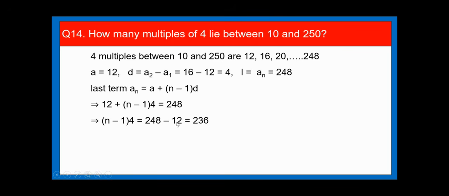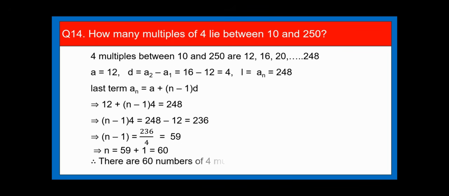Here this 4 multiplies, so on the other side it should divide. Therefore n minus 1 is equal to 236 divided by 4. 4 in 236 goes 59 times. That is, n minus 1 is equal to 59, and n is equal to 59 plus 1, and n is equal to 60. Therefore, there are 60 multiples of 4 between 10 and 250.